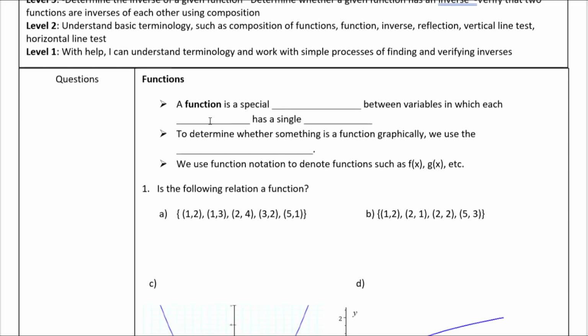Alright, so let's go ahead and introduce functions. A function is a special type of relationship between two or more variables. Usually you have an input and an output. So a function is a special relationship between variables, usually input and output, in which each input has a single output.